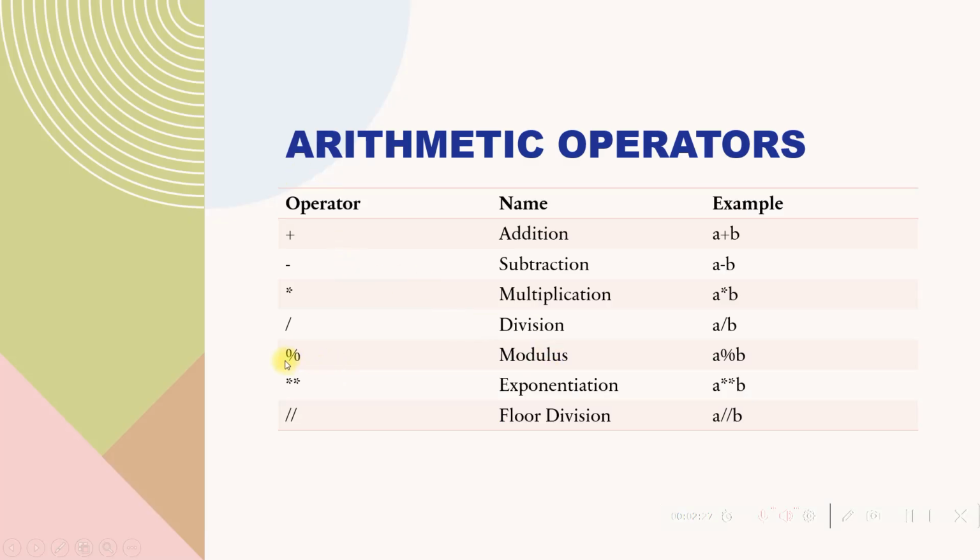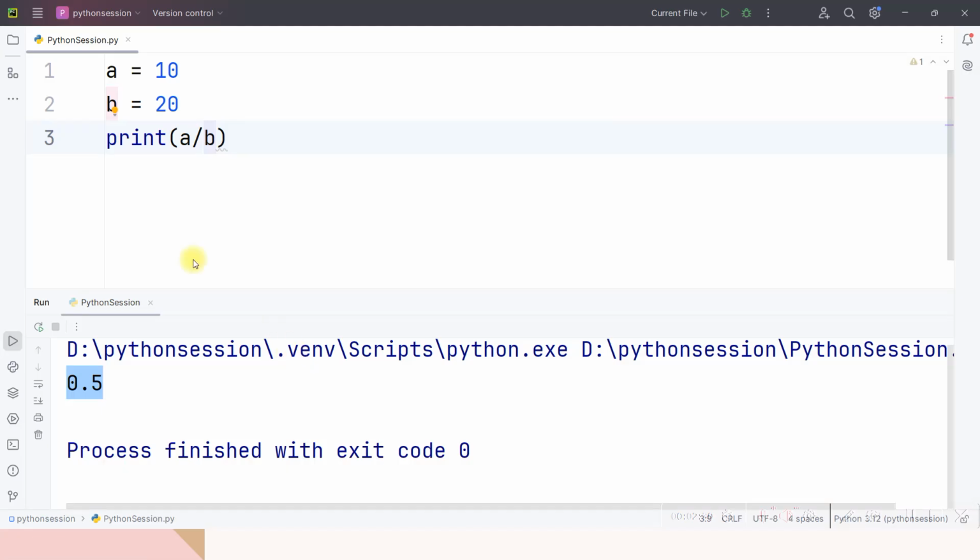Then the next operator is the modulus operator. What it does is give us the remainder between a and b. When you divide a by b, the result this operation returns is the remainder of the division. Now let's run this. We are getting the response as 10. Why? Because 10 when divided by 20 gives the remainder 10.